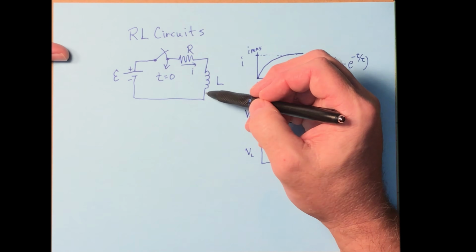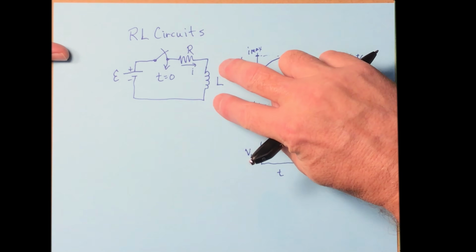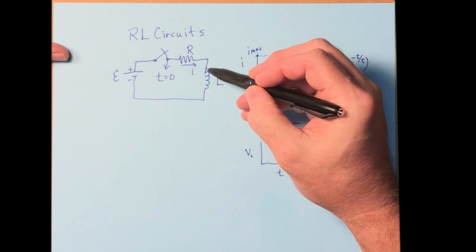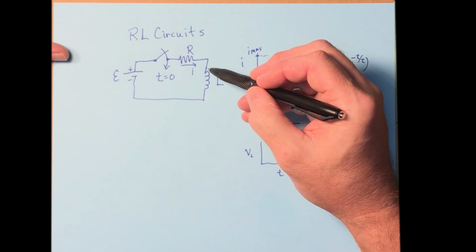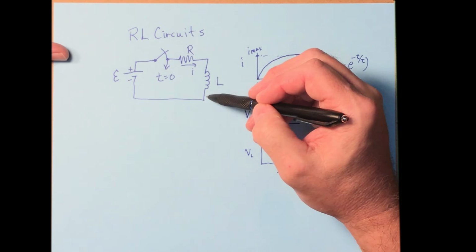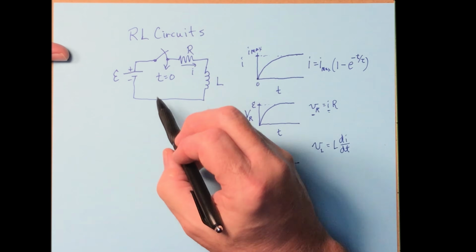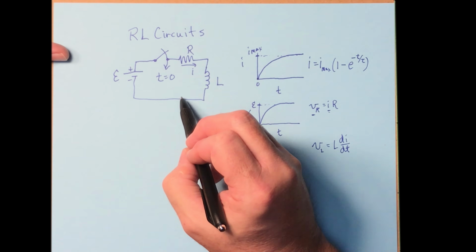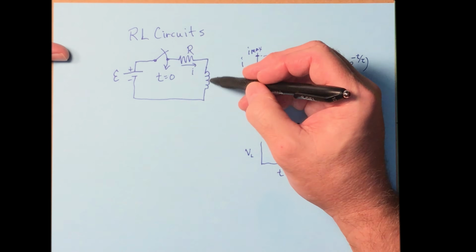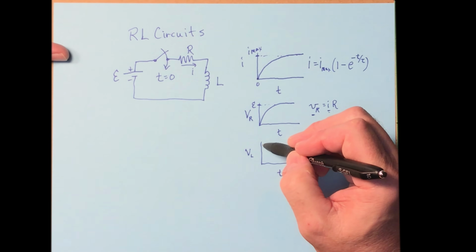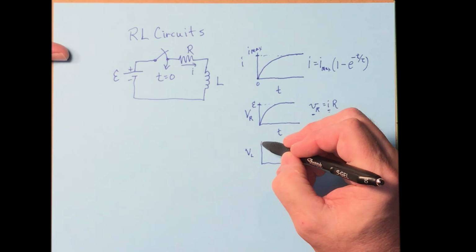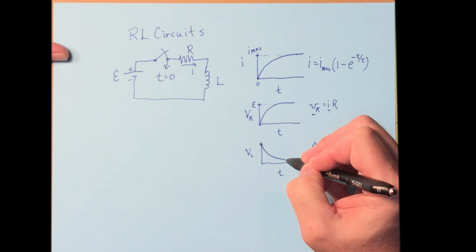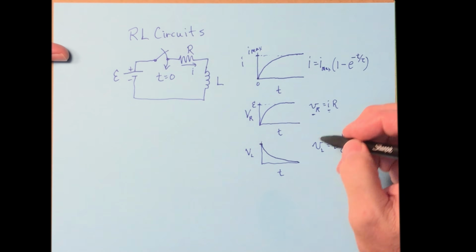So what's the potential across a piece of wire? The voltage across a piece of wire is going to be 0. If you were to put the probes of your voltmeter across this after a long time, when the current going through it is steady, you're going to read 0, the same way as if you were to put your probes here, and here you're going to measure 0. There's 0 voltage. So what does that mean? That means the voltage across the inductor starts off high at a maximum value, and then over time it decays to nothing. So what does that equation look like?